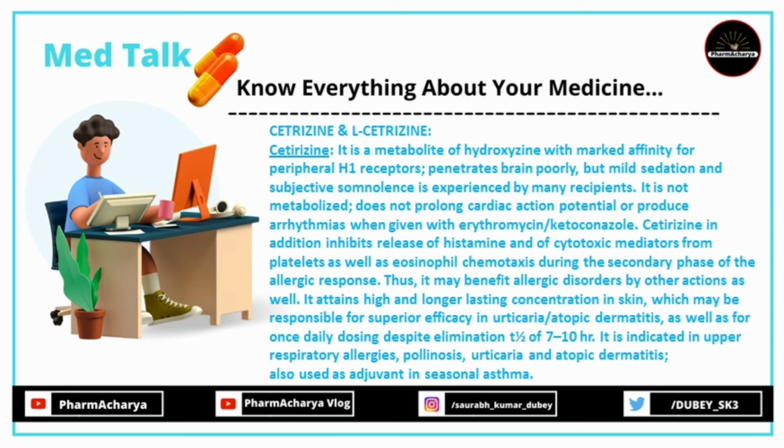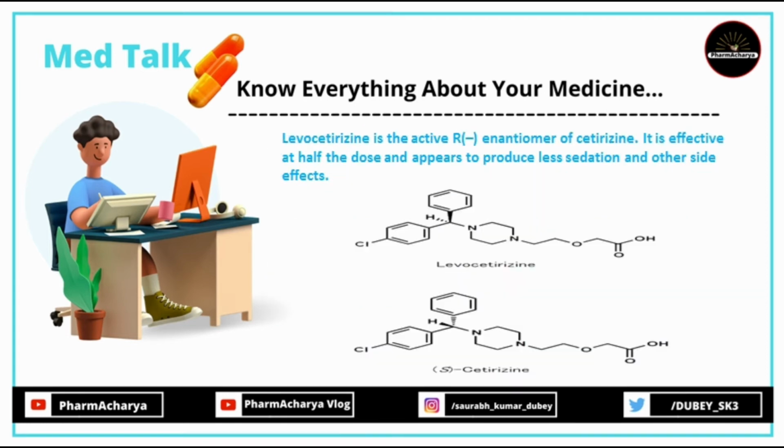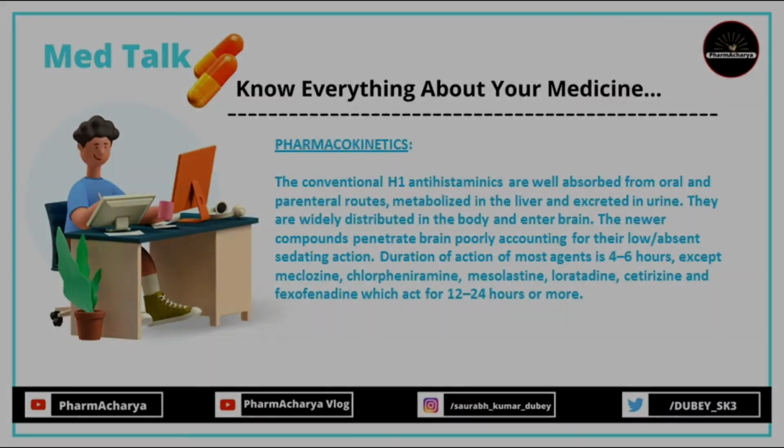It is indicated in upper respiratory allergies, pollinosis, urticaria, and atopic dermatitis, and also used as adjuvant in seasonal asthma. Levocetirizine is the active enantiomer of cetirizine. It is effective at half the dose and appears to produce less sedation and other side effects. From the picture given below, you can see the molecular structure formula of cetirizine and levocetirizine respectively.